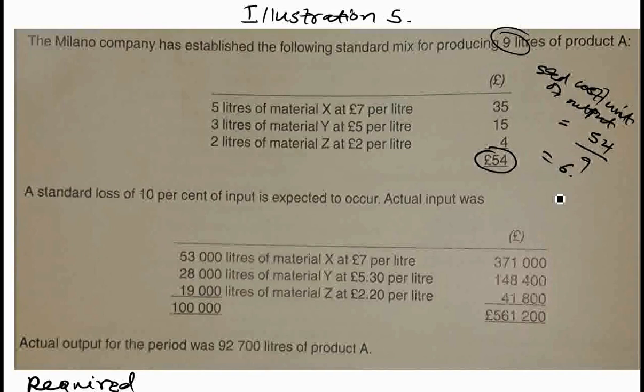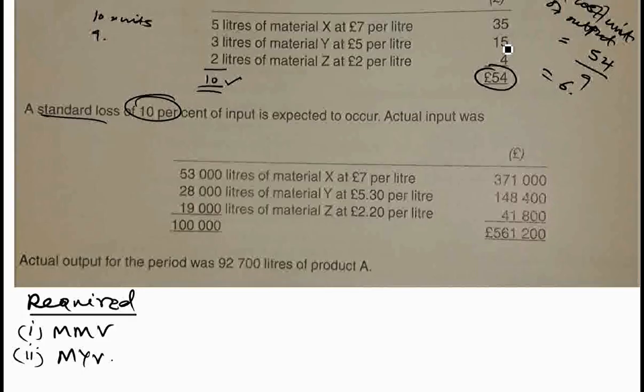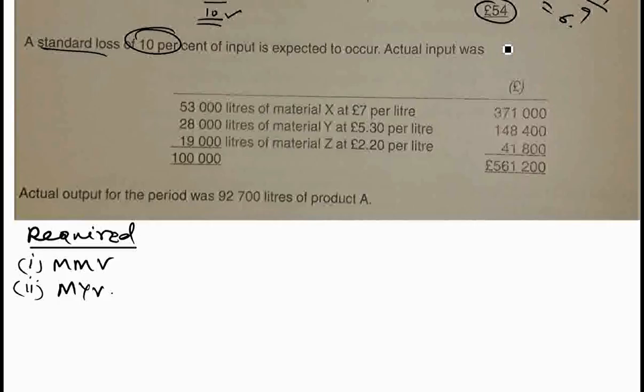Then there is a standard loss of 10%. So it means that if we input 10 units, then 1 unit is lost, so we get 9. That is where you see that 5 plus 3 plus 2 is 10. We input 10, but we output 9. We produce 9 from 10. A standard loss of 10% of input is expected to occur.